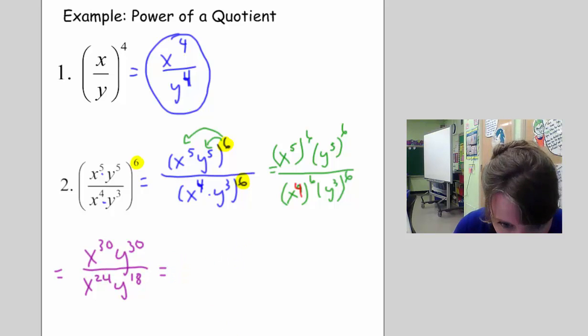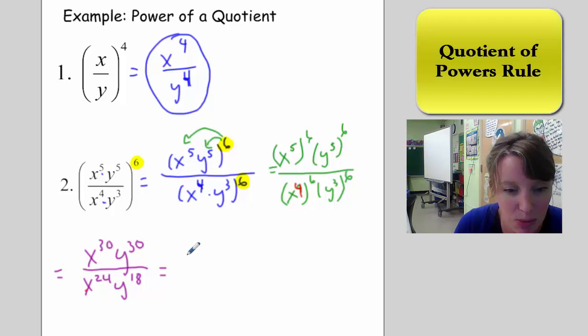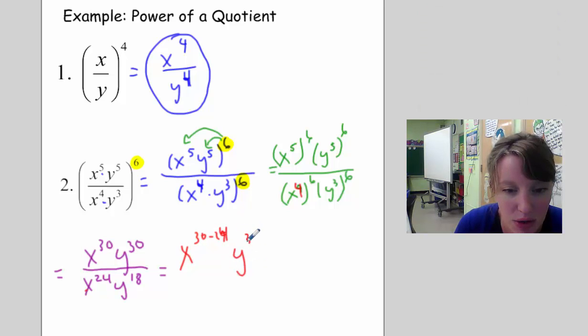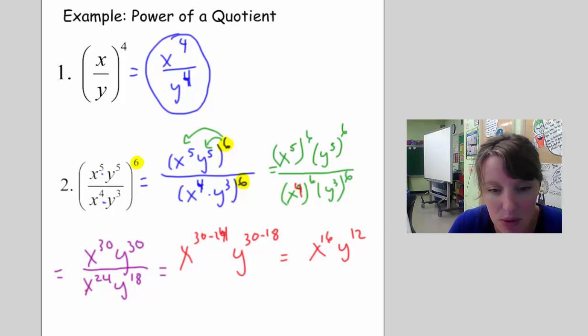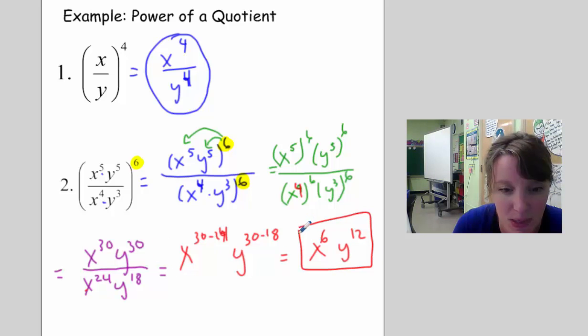Now I can use my quotient of powers rule to say if I have the same base, I can subtract the exponents. So I have x to the 30 minus 24, and then y to the 30 minus 18. Oh, whoops, that's 24, so that's x to the 6th and y to the 12th. And that's it. That's all I have.